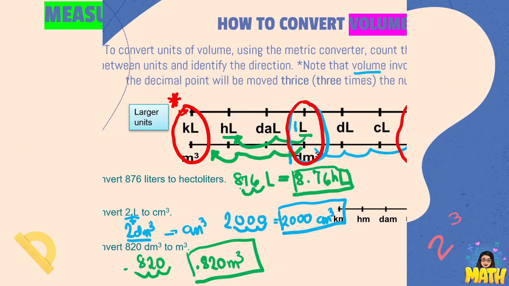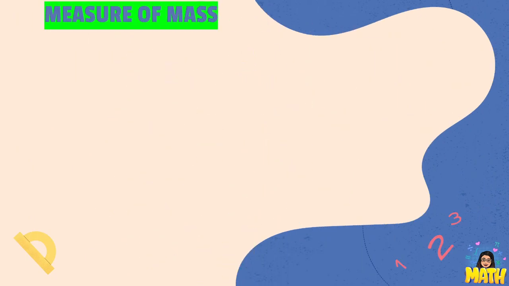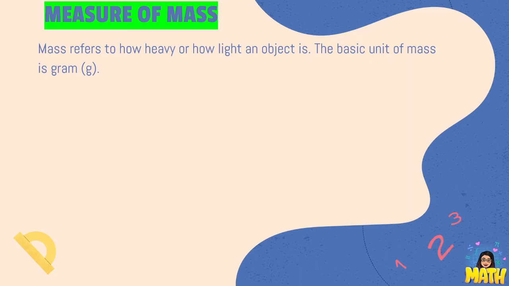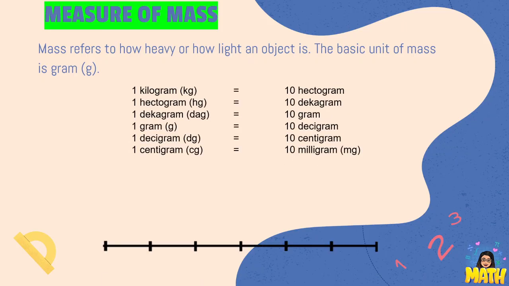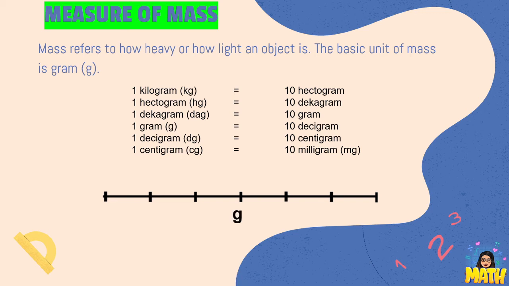Okay? Now let's have the measure of mass. Mass refers to how heavy or how light an object is. And the basic unit of mass is gram. We usually use this when the contents of an object are solid. As you can see, we just changed the base unit: instead of meters, we will be using grams. And the units on the right side are smaller or lighter units, like decigram, centigram, or milligrams. And on the left side are the heavier objects, like decagram, hectogram, and kilogram.